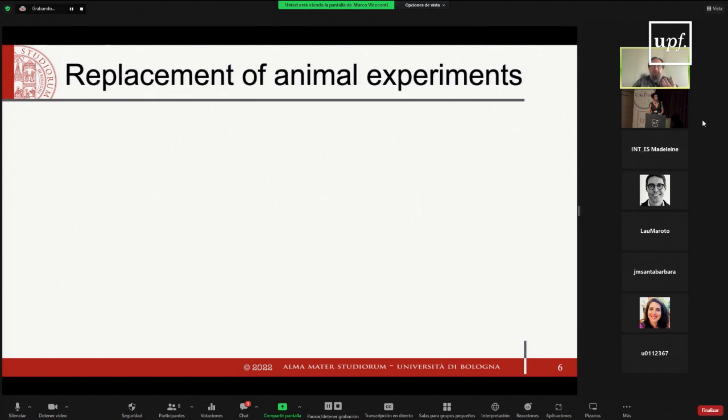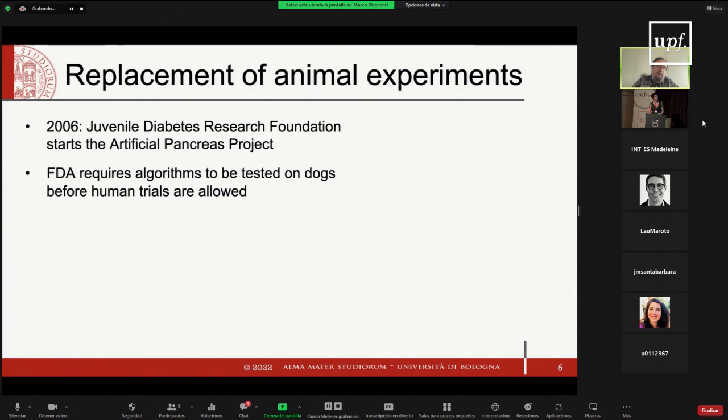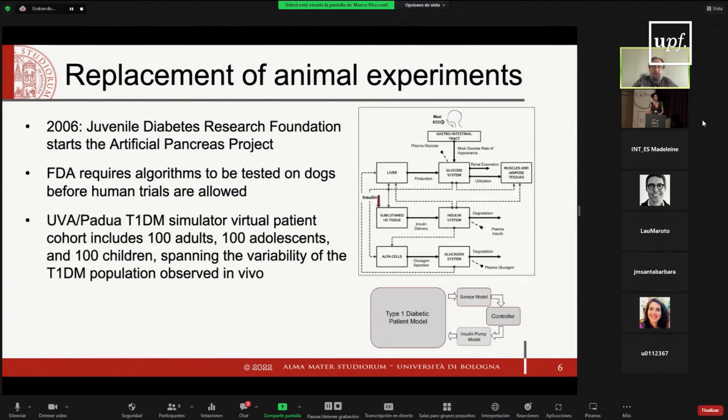What are the success stories that we observed in the last few years in terms of using models as a regulatory tool for new medical products? Well, a first important event was the acceptance in 2008 by the FDA of the possibility of using an in silico model as an alternative to animal experimentation to test algorithms that controlled an artificial pancreas for children with diabetes type 1. That was a very important step.